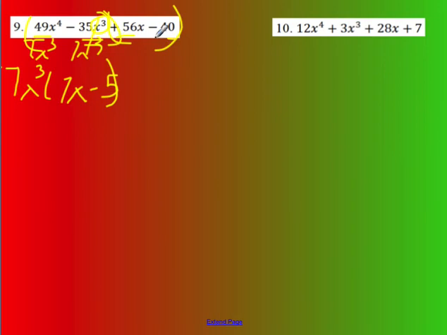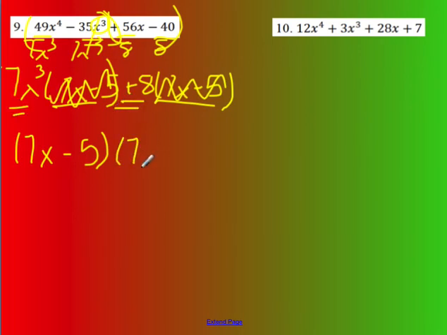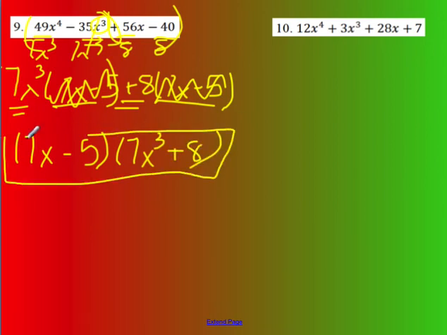Between 56 and 40, I can actually take out 8. So I'm dividing each of these terms by 8. 56 divided by 8 is 7. Negative 40 divided by 8 is negative 5. So I check, awesome, my leftovers are matching. So I'm going to write them as one parenthesis. And once I take them out, I'm going to write what's left after that. So then I have 7x cubed plus 8. So this right here is my final answer for number 9.